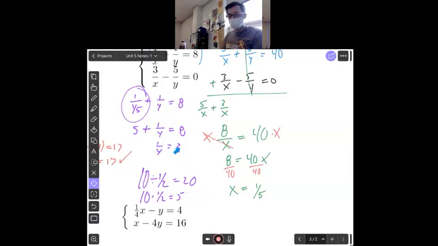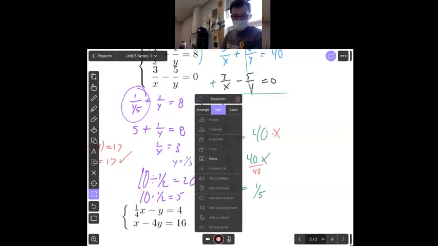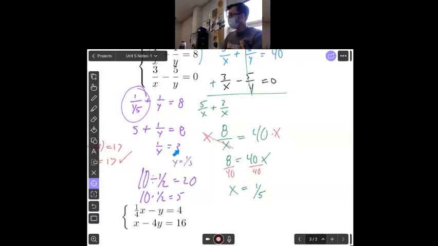1 divided by what is 3? 3, yeah. If I want 3 groups out of 1, then each group would have to be the size of 1/3. If I want to get 3 things out of 1 pizza, each would have 1/3 of a pizza. So there's our answers, right? 1/5 and 1/3.